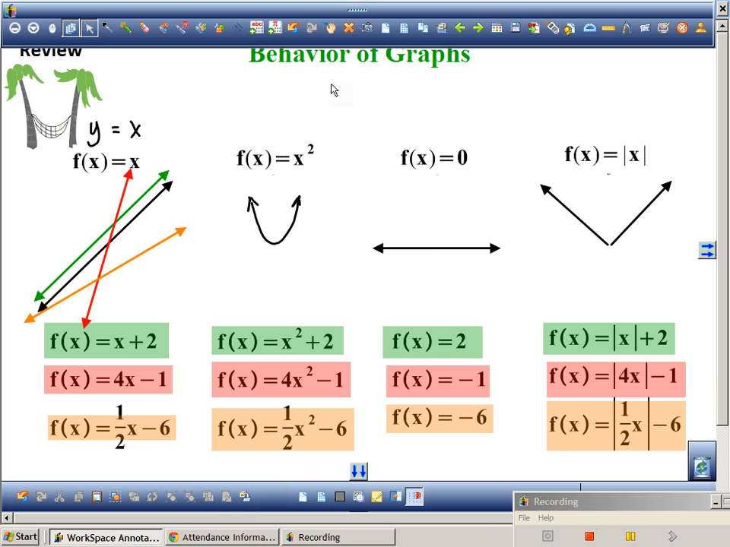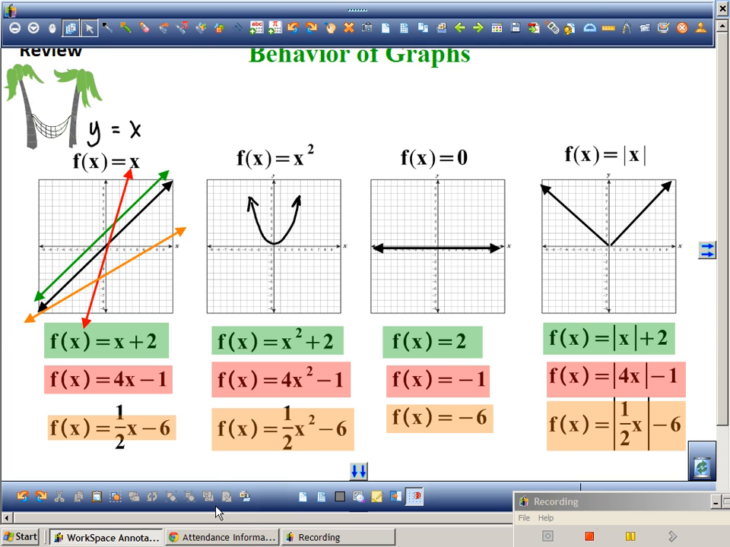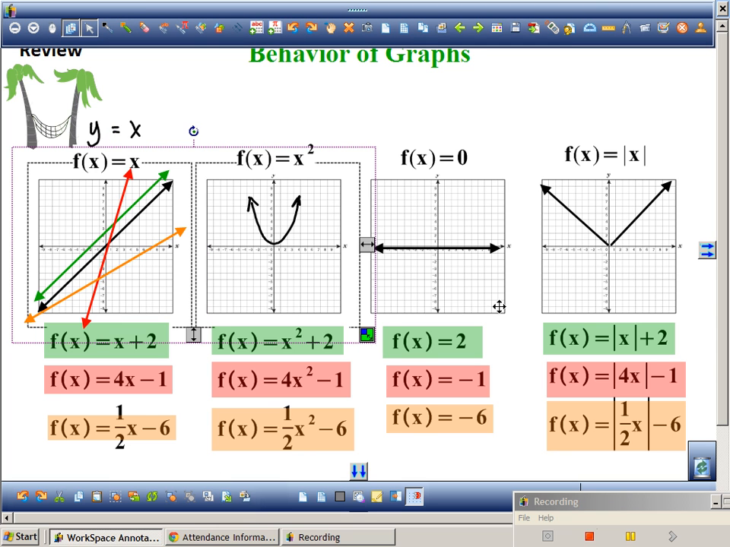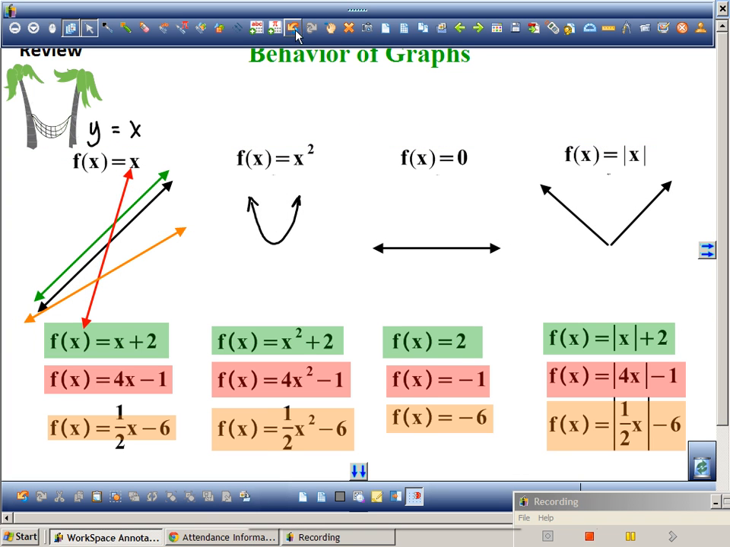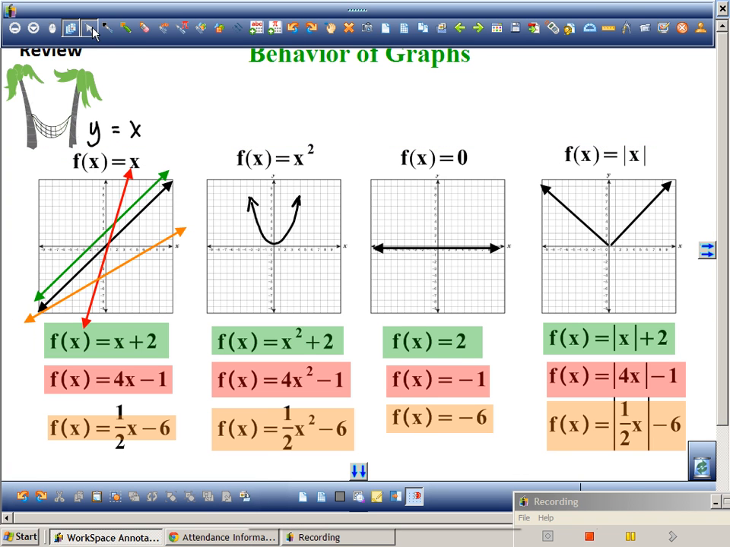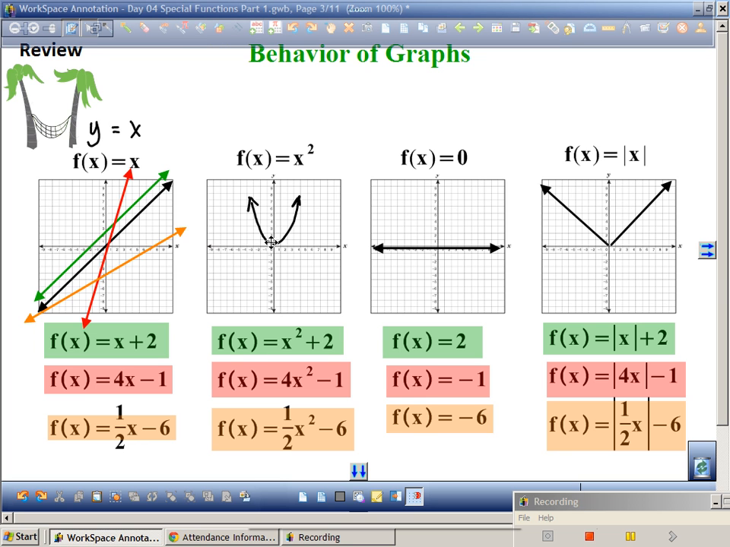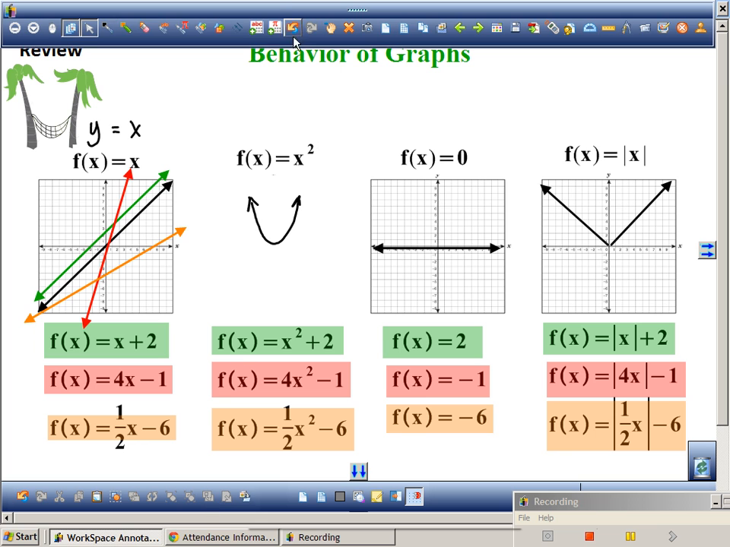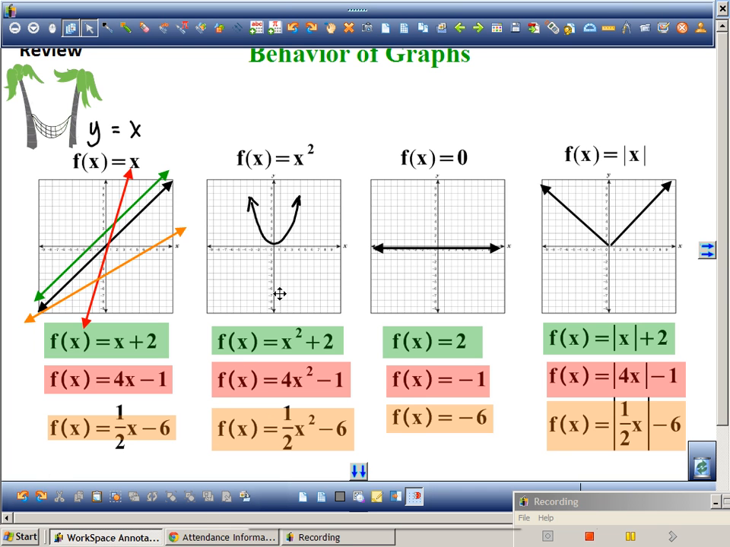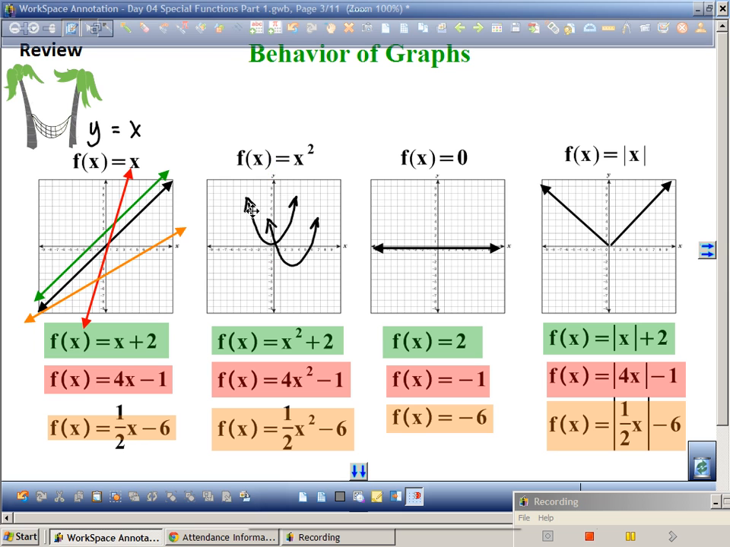All right. Undo. I don't want these graphs to move on me. Looks like I don't have a choice. Why is it doing that to me? I don't know. There, that's better. Okay, so there's our parent graph.